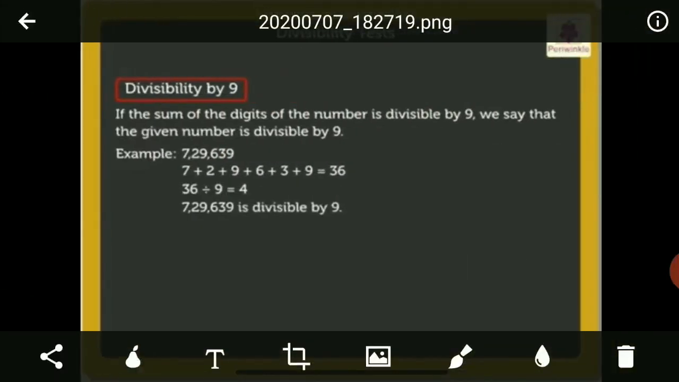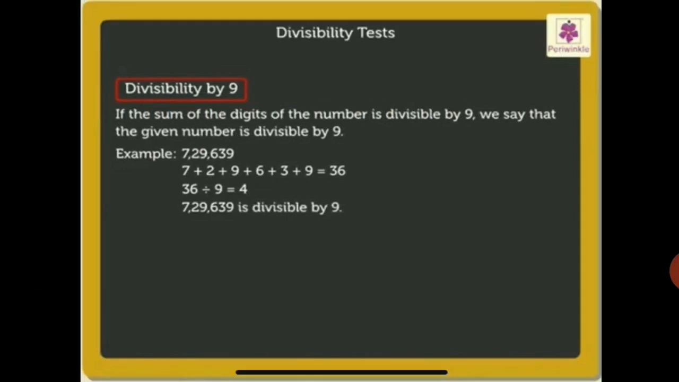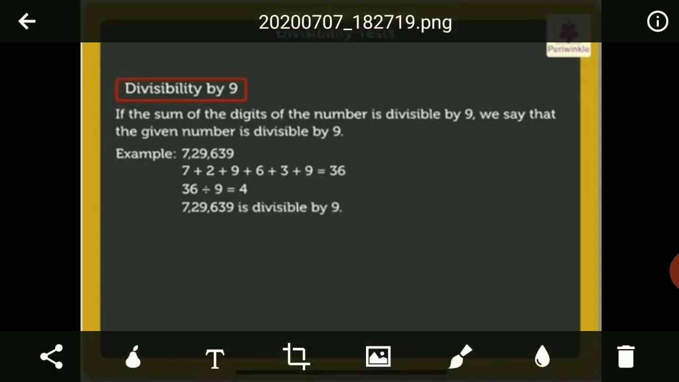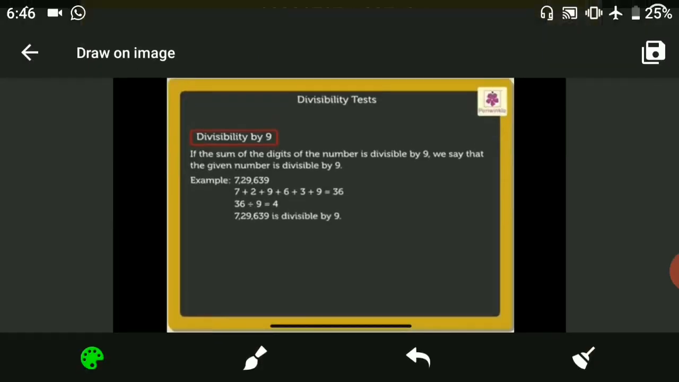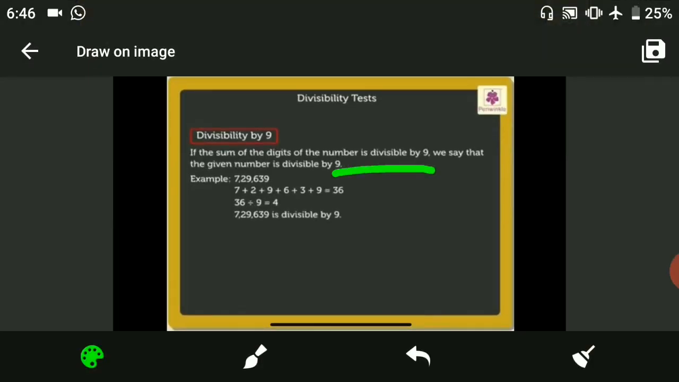Now we do divisibility by 9. Divisibility by 9 is the same as divisibility by 3. In 3, what you have done, you have to do the addition of all the digits, or you can say that the sum of the digits of a number should be divisible by 3. Now in case of divisibility by 9, the sum of the digits of a number should be divisible by 9. Means here you see that such a big number is given to you, 729639. What you have to do, you have to add all these digits: 7 plus 2 plus 9 plus 6 plus 3 plus 9.